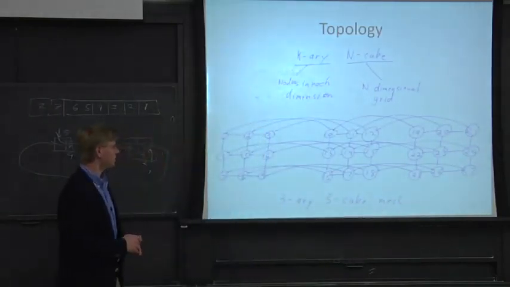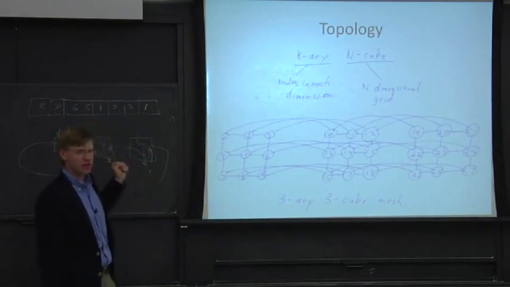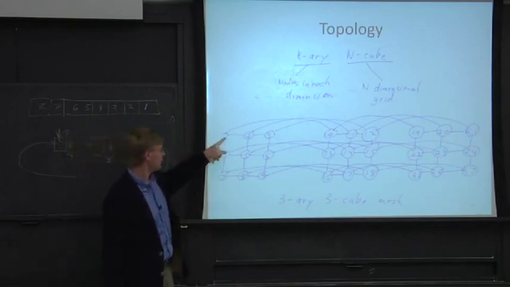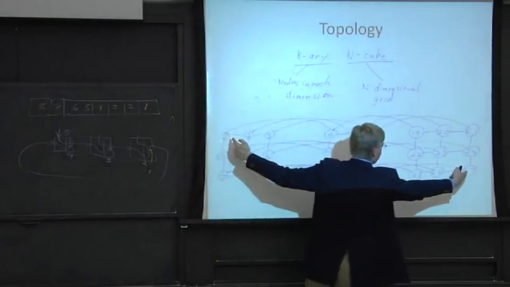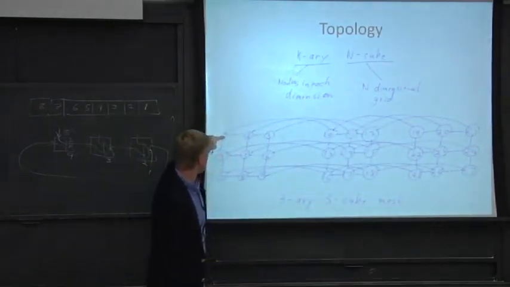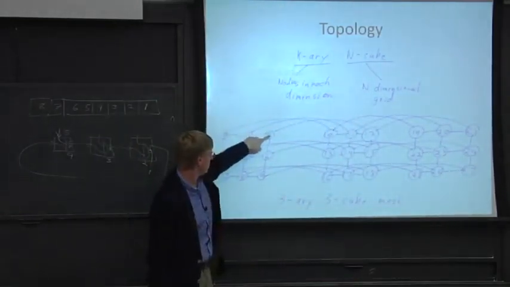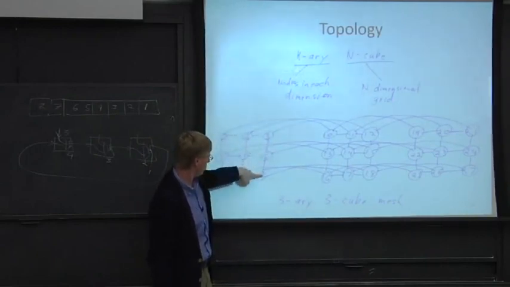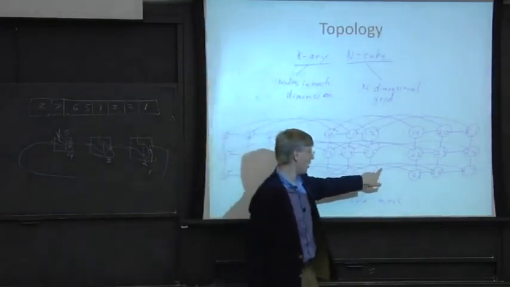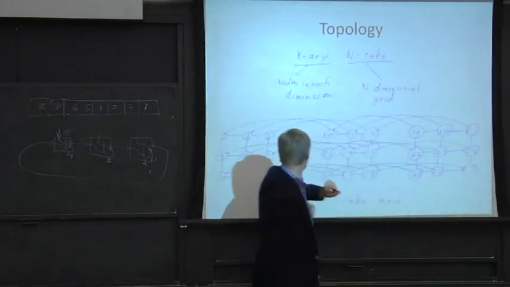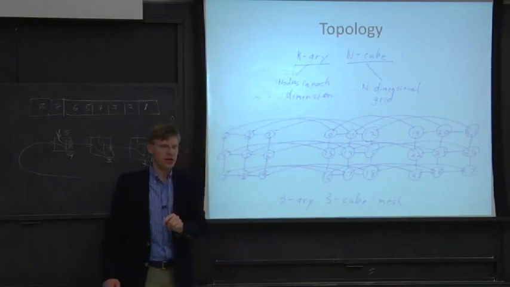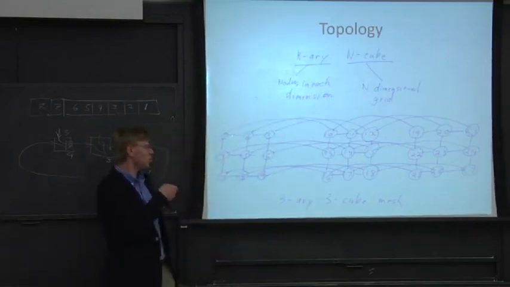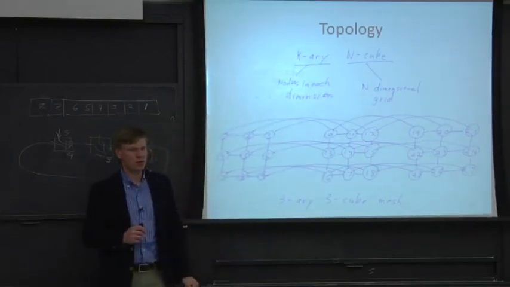We can see that the worst case path length in here is going to be from here to here. So it's going to be 1, 2, 3, 4, 5, 6. Is that right? 2, 3, 4, 5, 6. That's how many links we need to traverse to get from here to the farthest away other point in the system.